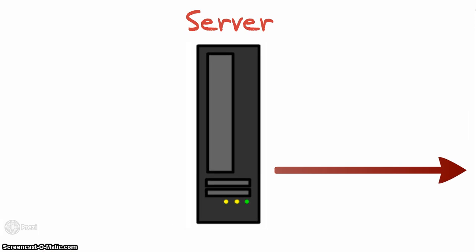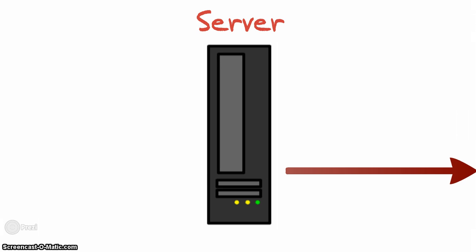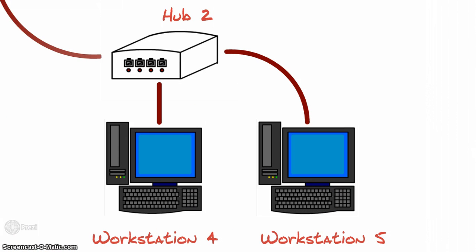So this switch could also be connected to a server, and that's how all the other workstations are saving their files to a large server, which can be accessed by the entire network. The switch can also connect another hub that is connecting workstations 4 and 5 together.